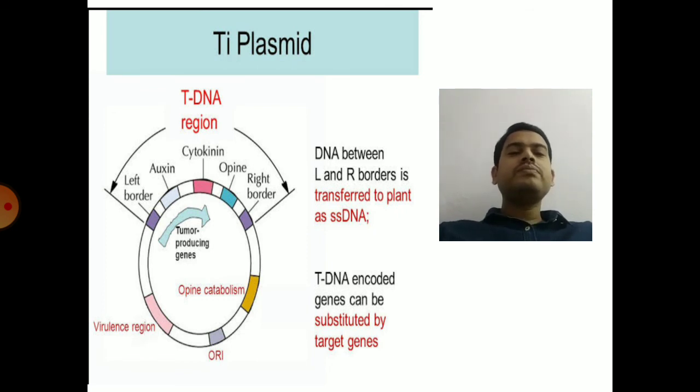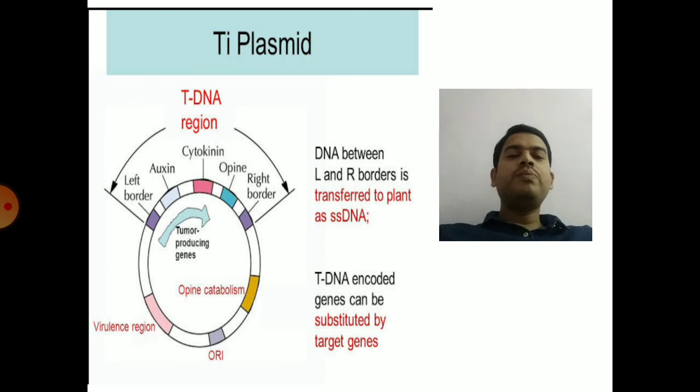So your foreign DNA of interest should be inserted into the left border and right border, and this plasmid is introduced into Agrobacterium tumefaciens, which will infect the plant cells. So there is a virulence region here that plays an important role in the transport of this left and right border DNA and insertion of this DNA into the plant genome.